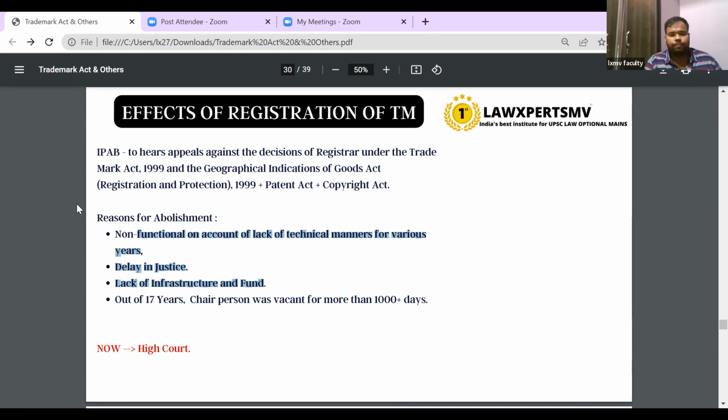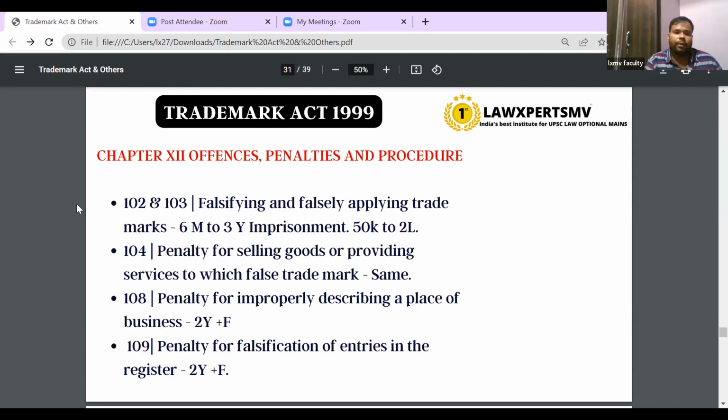Very simple. Yes. Chapter 12 of the Trademark Act deals with the offences, penalties, and the various procedures. Some of the important sections I have listed out here. If you apply any trademark in a false way, then as per sections 102 and 103, you'll get a jail punishment from 6 months to 3 years, and a fine will be levied on you of 50,000 to 2 lakhs.